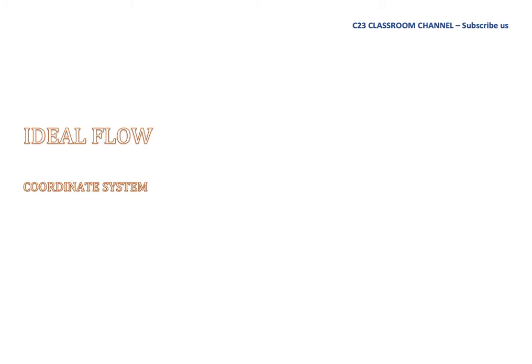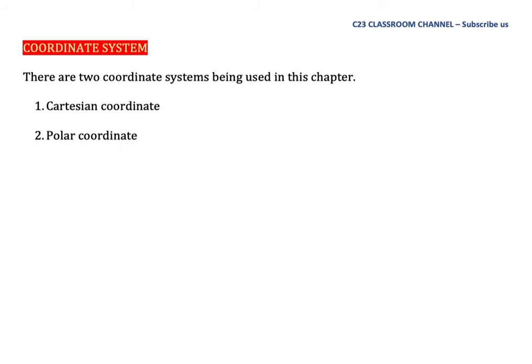Ideal flow, and in this lesson we are going to look at the coordinate system that we will use to solve problems in ideal flow. There are two coordinate systems being used in this chapter. One is the Cartesian coordinate and the second one is the polar coordinate.